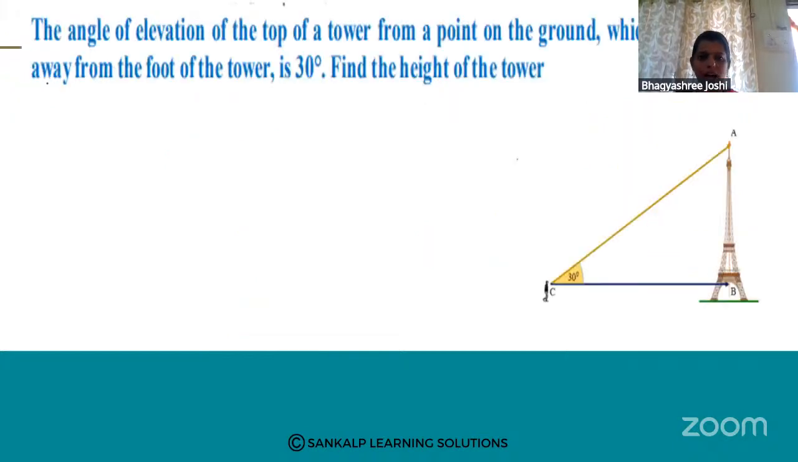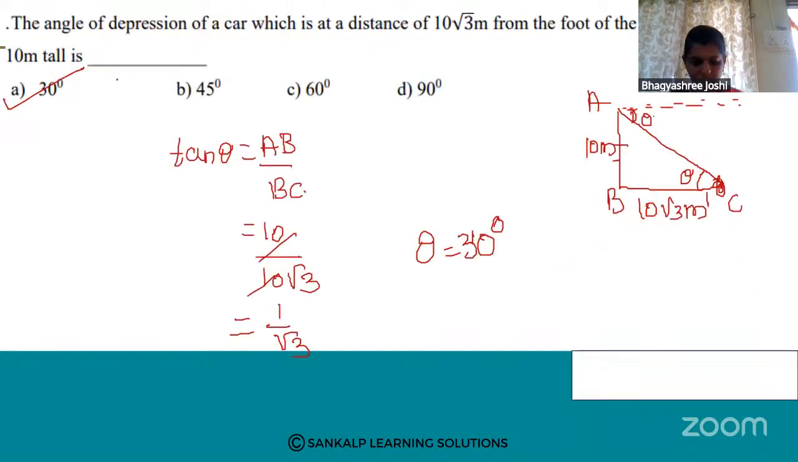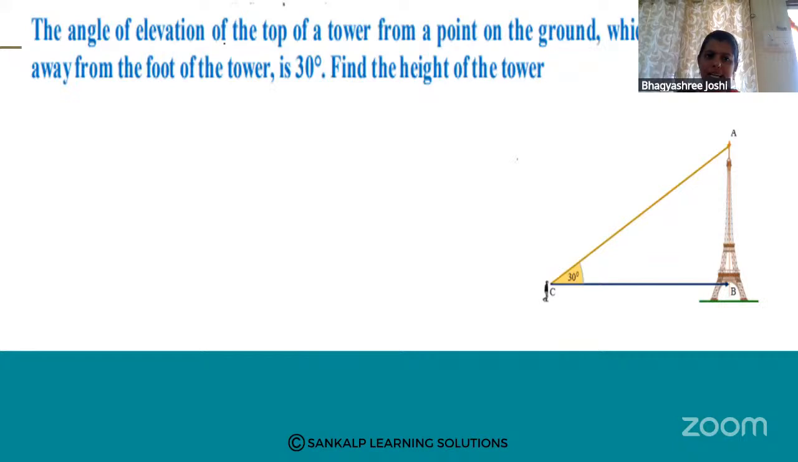Next, have you taken? The angle of elevation of the top of a tower from the point on the ground which is 30 meter away from the foot of the tower is 30 degree. Find the height of the tower. See, this is a tower and the angle of elevation of the top of the tower from the point on the ground. You are standing here at point C on the ground and looking towards the top of the tower, and here it makes an angle of elevation 30 degree.